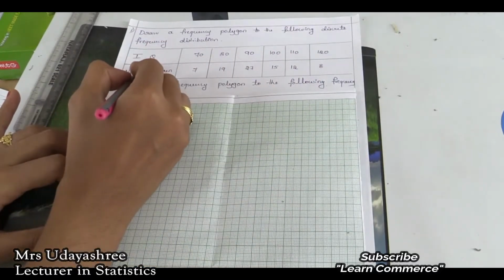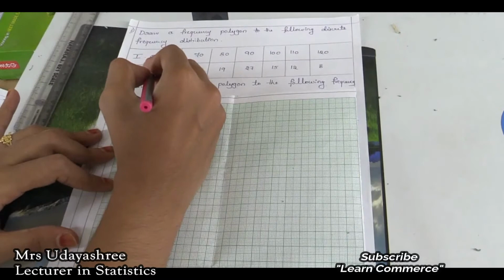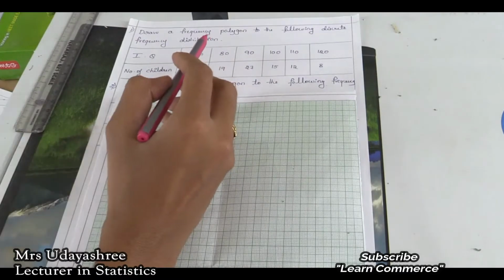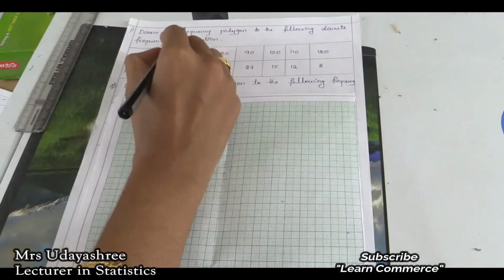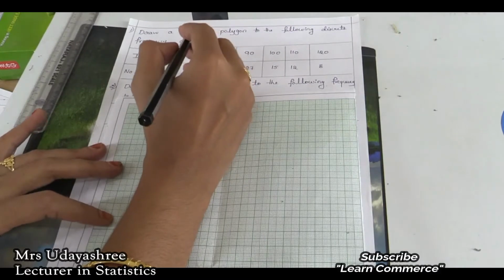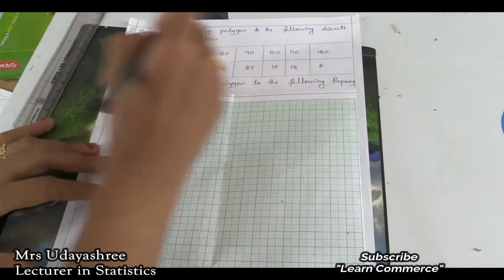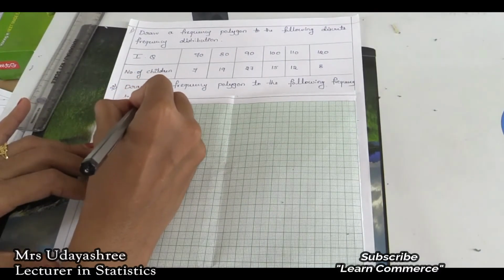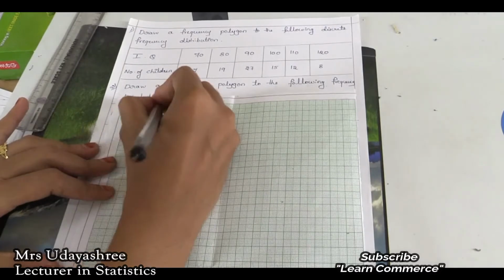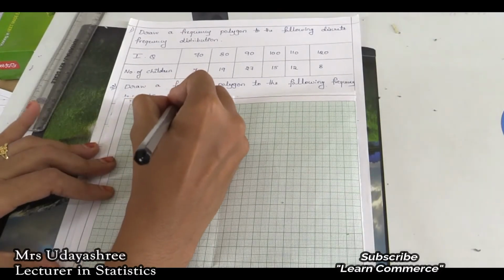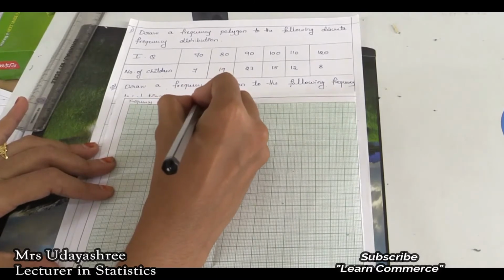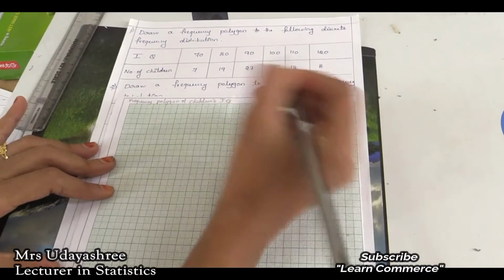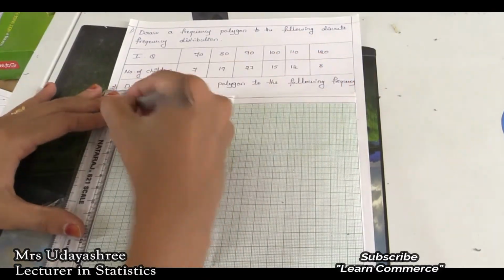Here IQ is the value of the discrete variable, and number of children is the corresponding frequency. Therefore, a suitable title for this frequency polygon is frequency polygon of children's IQ. So I will write that title here. Title: frequency polygon of children's IQ. Here we need to take two axes.